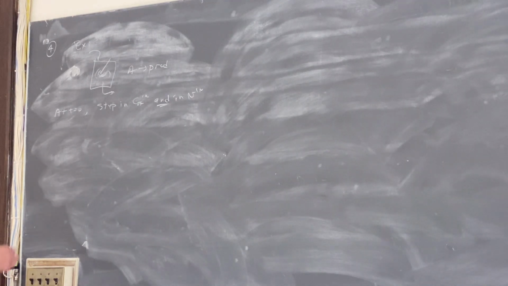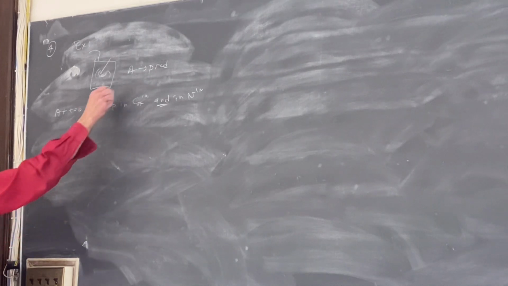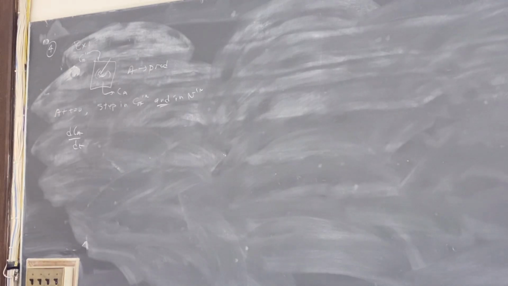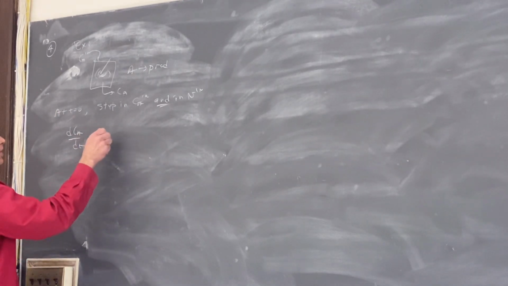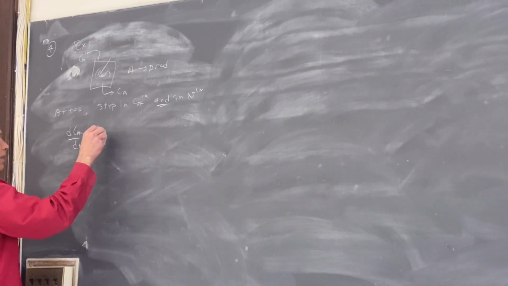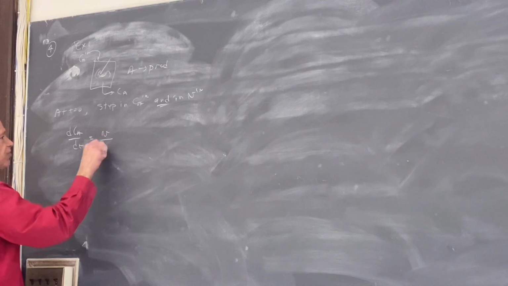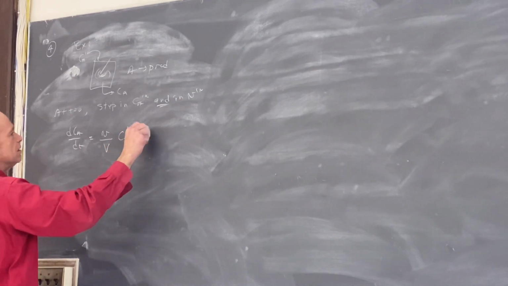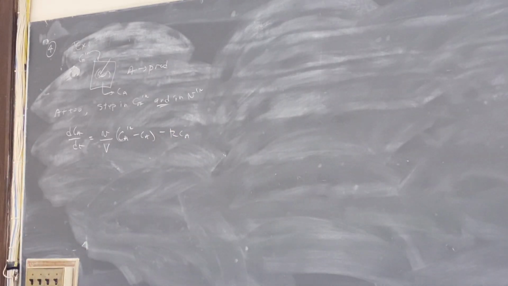So let's write out the equations. I've got dCA dt. Here's CA, here's CA in. It is equal to the input. So this is V over big V times CA in minus CA, minus kCA. So that's the standard form there.